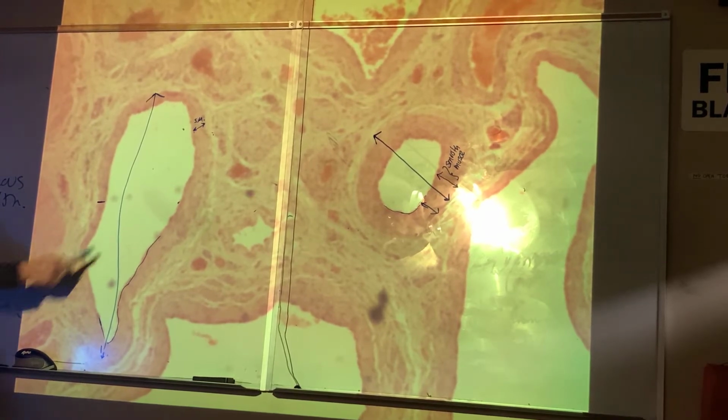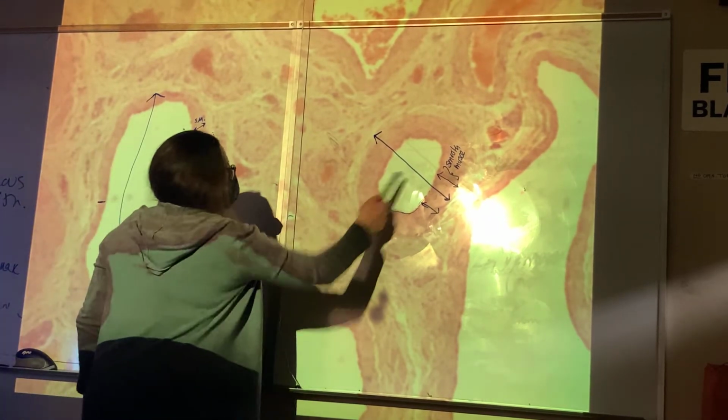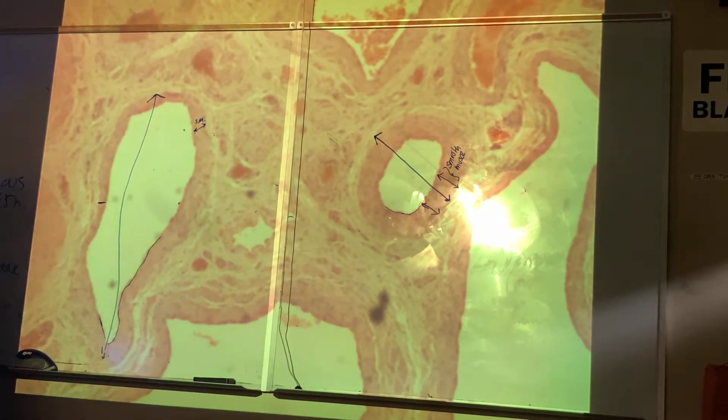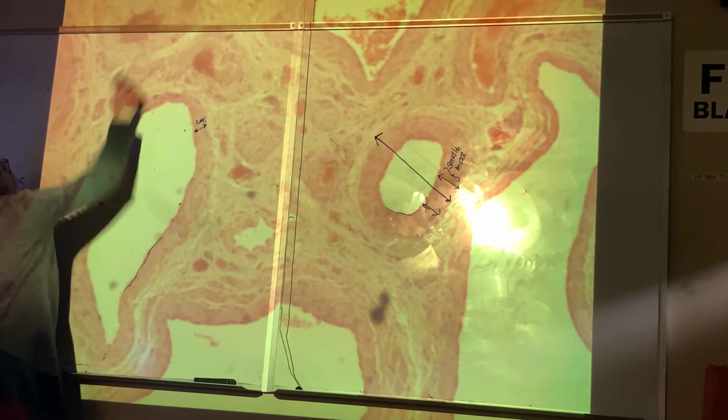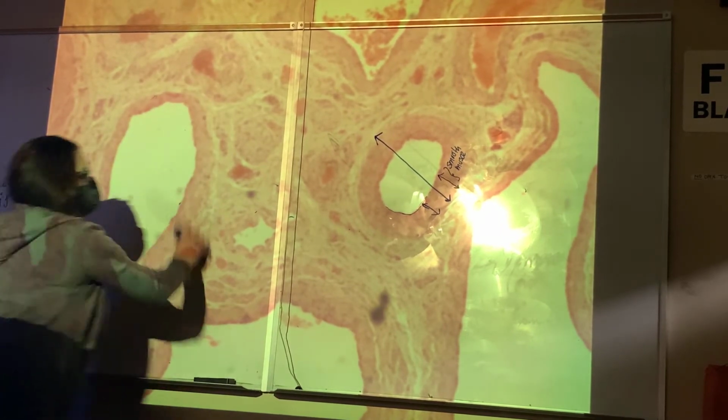So if I pointed to this, you would tell me that's a vein. If I pointed to that, you'd tell me that's an artery. You'd tell me this whole thing is a slide of the spermatic cord. So let me point something out to you and then you tell me what it is.